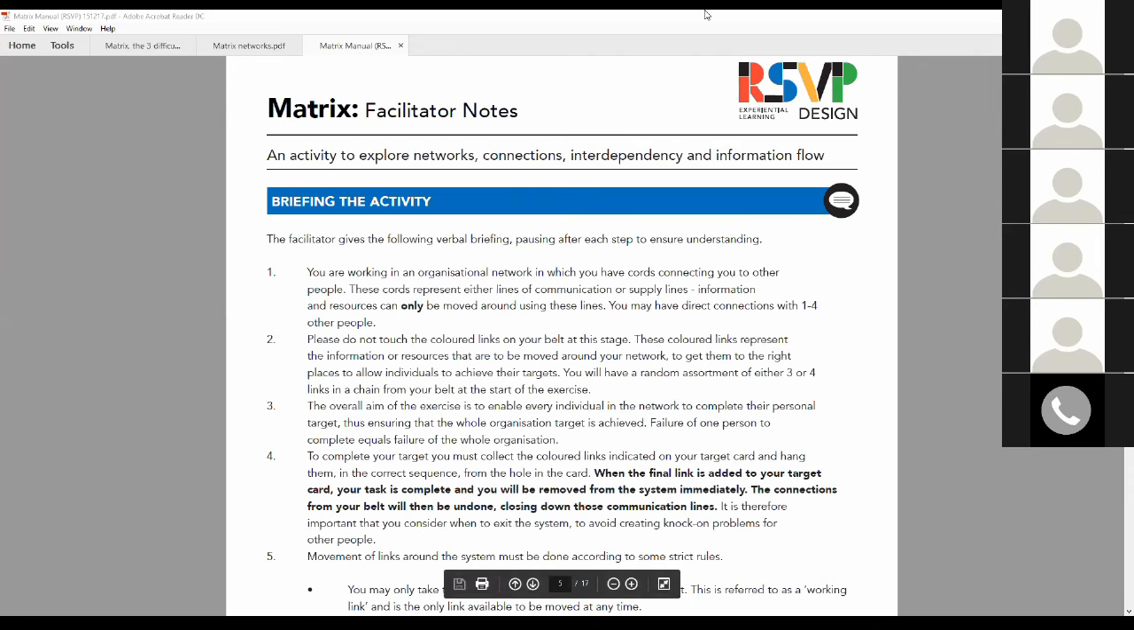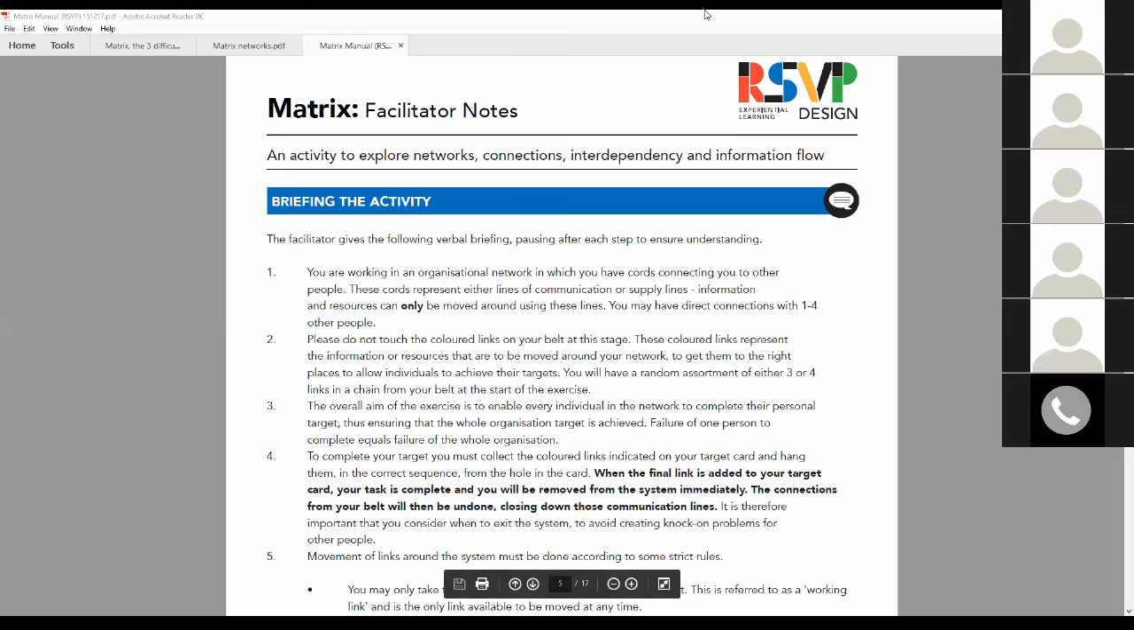Please do not touch the coloured links on your belt at this stage. These coloured links represent the information or resources that are to be moved around your network and get them to the right places to allow individuals to achieve their targets. You'll have a random assortment of either 3 or 4 links in a chain from your belt at the start of the exercise. So what I might do there is to point to one person in the network and show them what I'm talking about when I'm talking about the chain on their belt.